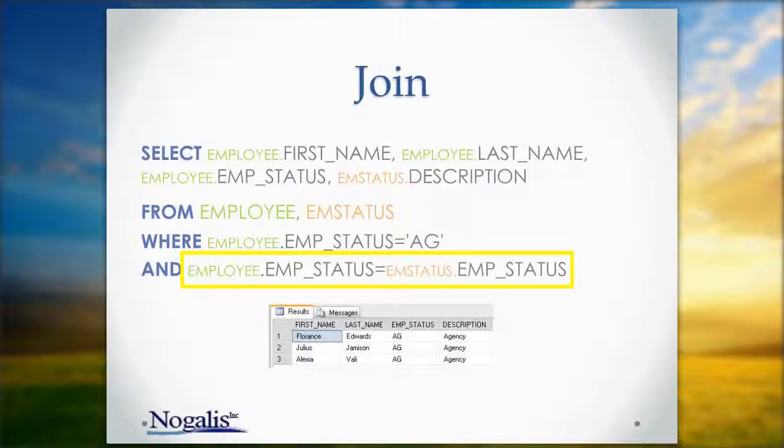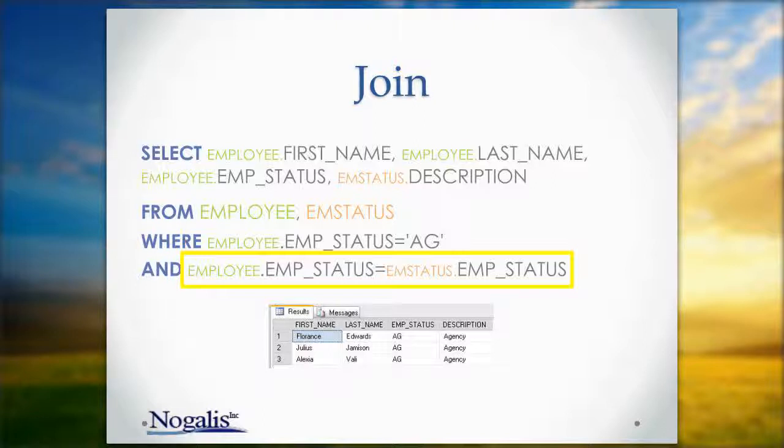And you might have also noticed that I had to put the table name behind each one of these fields, because technically it doesn't know which table description is in. Even if I mention it here, it wouldn't know which, because I may have a description field on the employee table as well. It wouldn't know which one I'm talking about. So I have to say employee.firstname, employee.lastname, employee.mstatus, and emstatus.description. Now that sounds like a lot of typing, right?